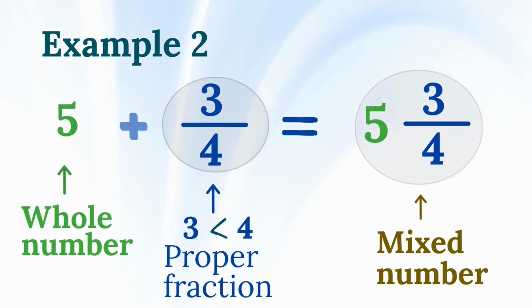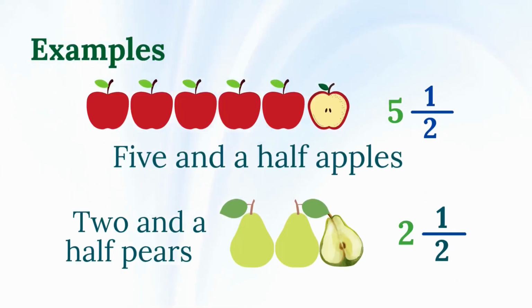Similarly, 5 plus 3/4 equals 5 and 3/4. Written as a mixed number, it is called 5 and 3/4. This shows 5 whole units and 3/4 of another unit. We use mixed numbers when we have more than one whole thing, like 5.5 apples or 2.5 pears.